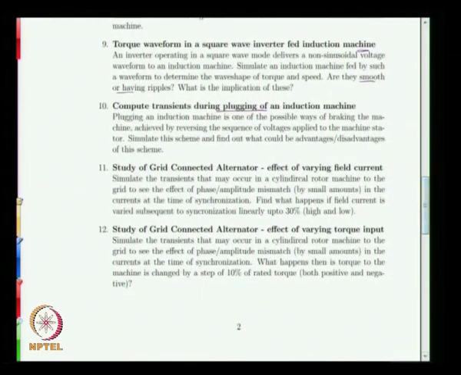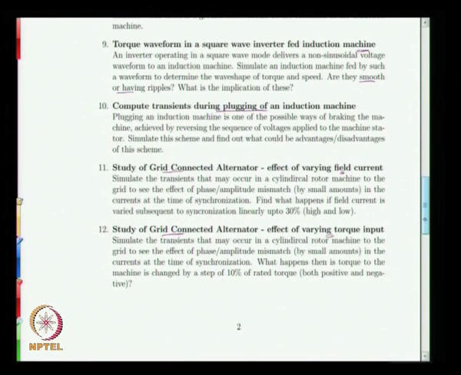And then study of the grid connected alternator, effect of varying field current and effect of varying the mechanical input. So how does the alternator behave when it is connected to the grid? In simulation you can't just take the alternator and give a supply voltage, because you have to start the alternator and run it.